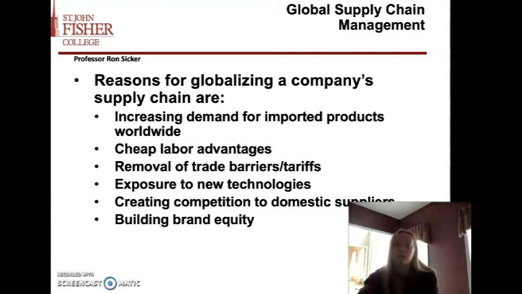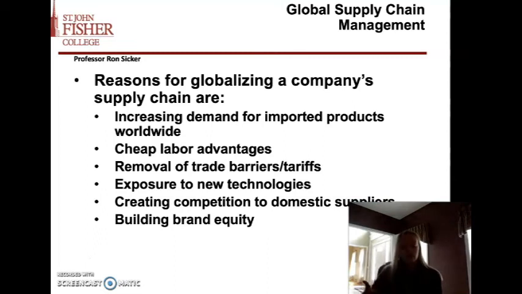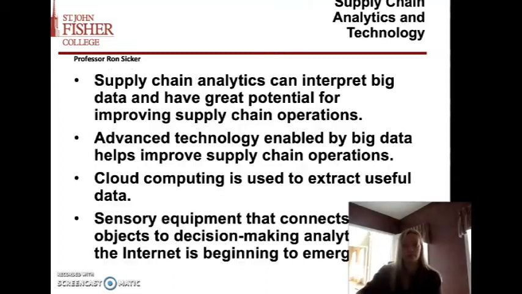You can expose yourself to new technologies that other countries are using in their technology processes, and you can also create more competition to domestic suppliers, which helps the economy as a whole. And then you can build up your brand equity in a different place that your company isn't located already.